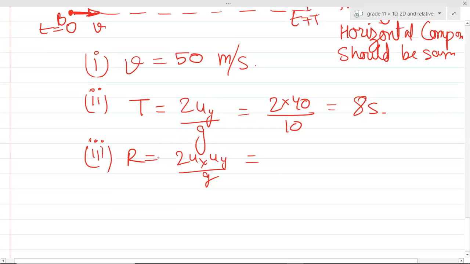So anyways, R is equal to twice of ux times uy divided by g times t. So this is twice of 50 into 40 divided by g, which will be equal to how much? 4,000 by g, so 400, right? So basically 400 meters.